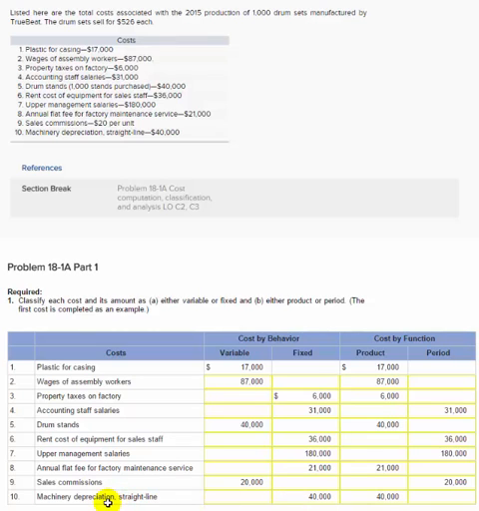Machinery depreciation, straight line. This is machinery, so it's inside the factory, and since it's straight line depreciation, it's a fixed cost and it's a product cost. It's not material, it's not labor, but it's overhead.